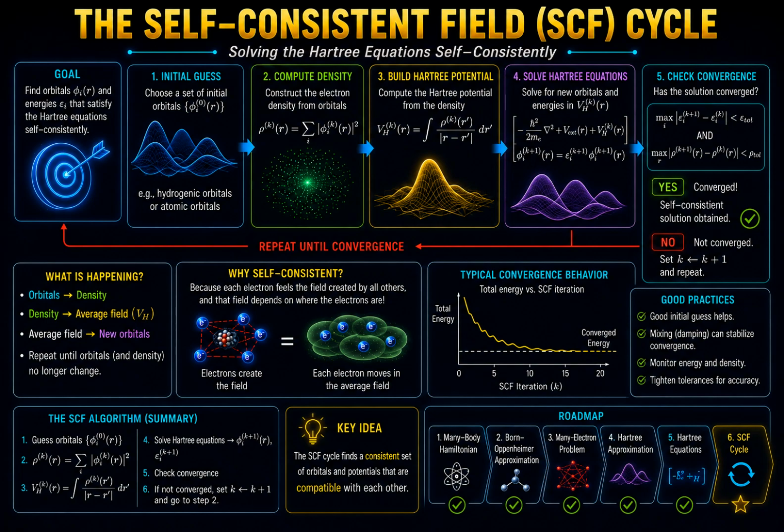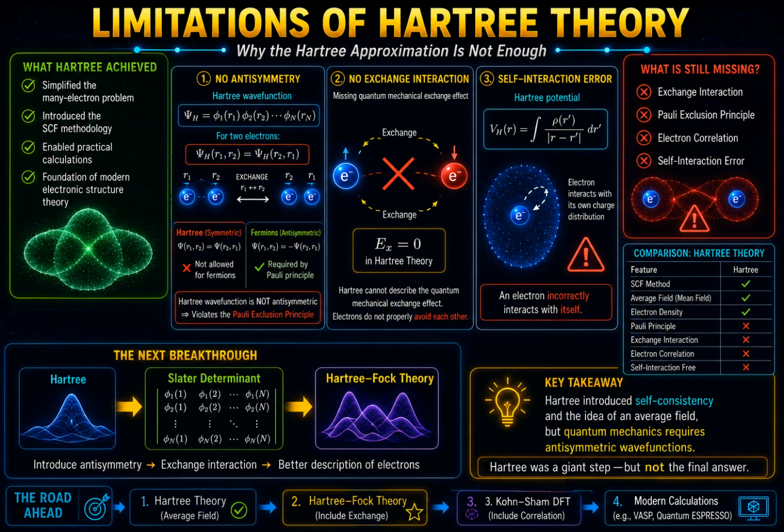Again and again, the density and potential are updated until they become consistent with one another. At this point, the calculation is said to have converged. The resulting density, potential, and energies constitute a self-consistent solution. This iterative procedure is the foundation of nearly all modern electronic structure methods, including Hartree-Fock theory and density functional theory.